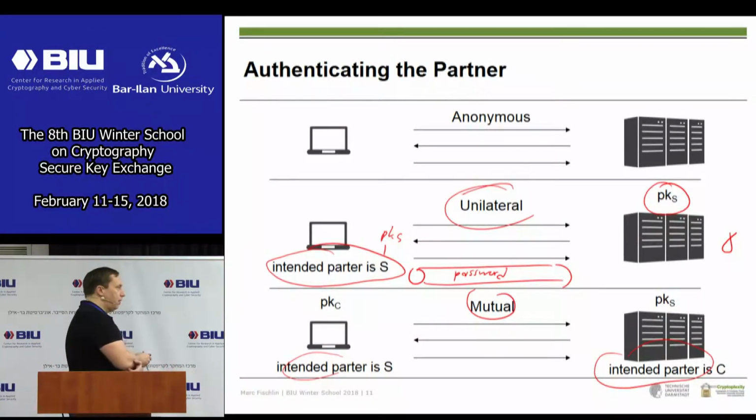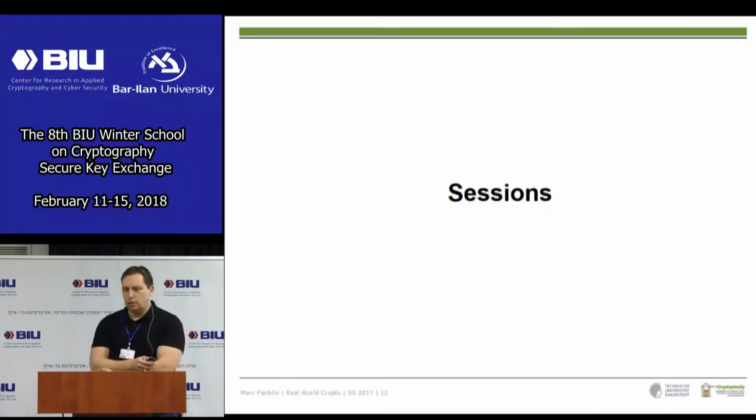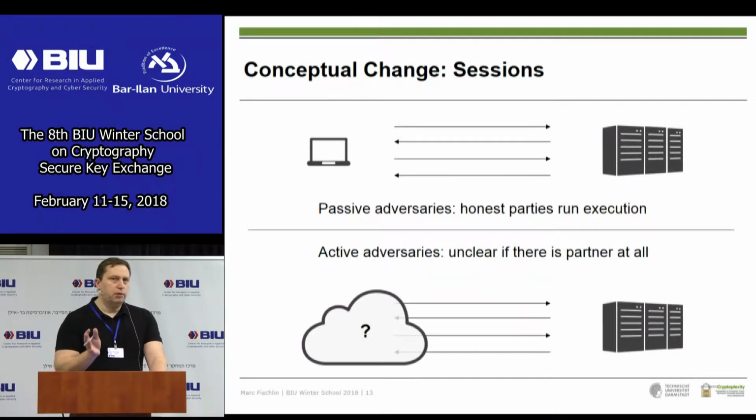Okay, so now that we have identities, we can talk about different forms of authentication. One is anonymous. Basically, you have no idea whom you're talking to. And this was the case of g to the x and g to the y, some ephemeral secrets, no long-term secrets involved, and so on.